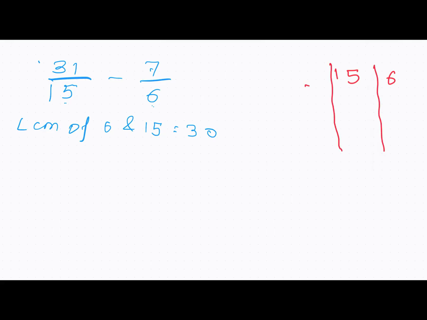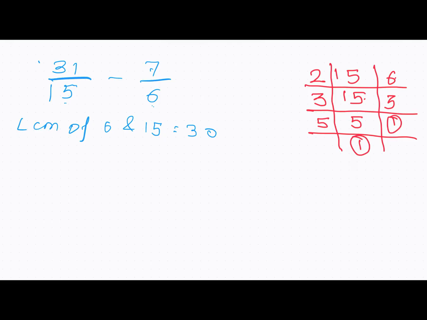You divide both the numbers or any one number by any prime number. So if I divide by 2, 15 is not divisible, so I will write 15 as it is, but I can divide 6 by 2, so the answer will be 3. Now if I divide by 3, 3 by 3 is 1, and if I divide 15 also by 3, the answer will be 5. Now 5 will be divisible by 5, answer will be 1. So both numbers have become 1 here. So this is our LCM. So LCM is 2 into 3 into 5. So the answer comes to be 30, right?